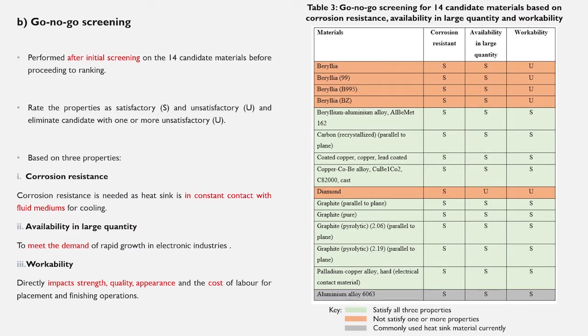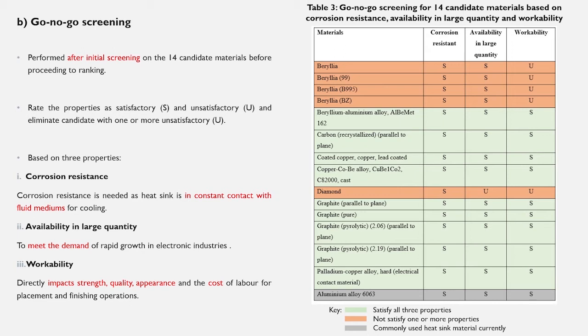Now we proceed to go no-go screening. This is performed after the initial screening where we obtain the 14 candidate materials, before we start the ranking. We read it as satisfactory and also unsatisfactory. The unsatisfied properties will be eliminated.